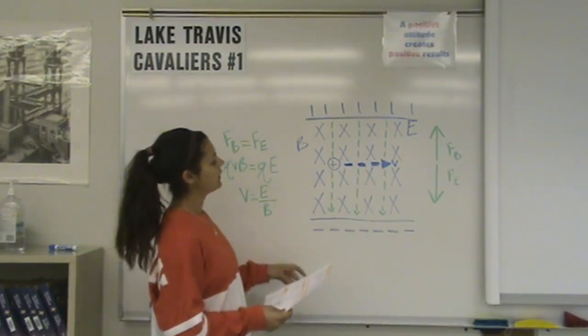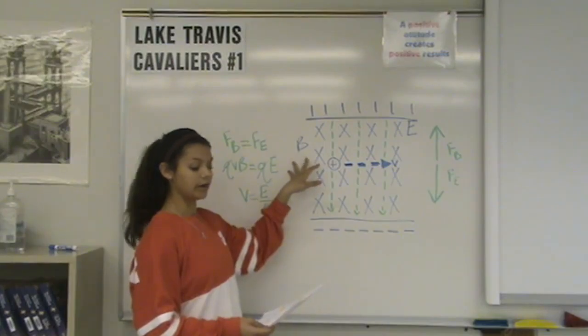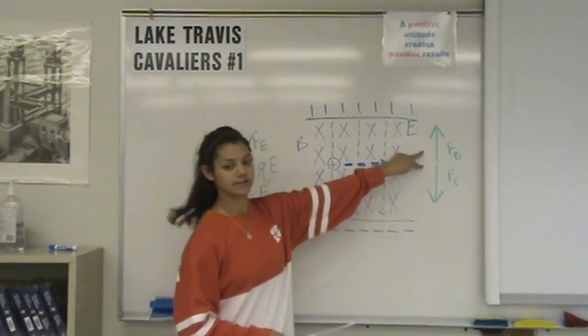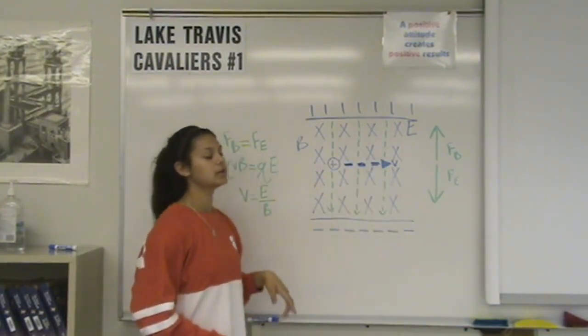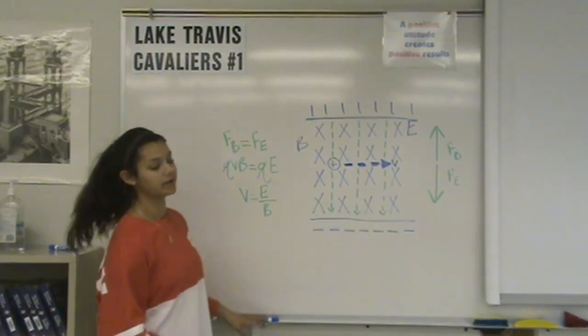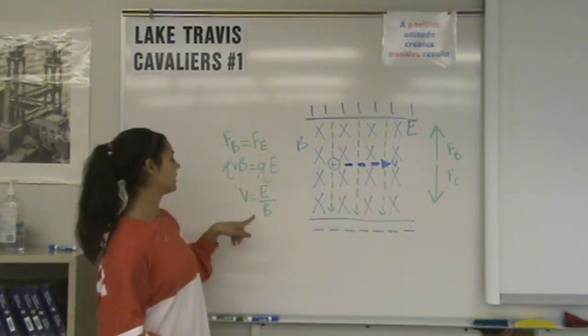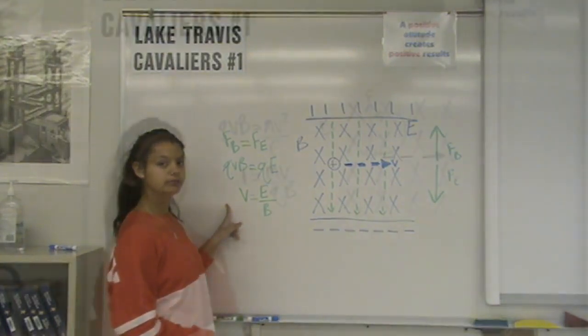If an electric field and magnetic field are 90 degrees from each other, the magnetic force and the electric force cancel out, allowing a particle with the right velocity to pass right through. Since the electric force and magnetic force are equal, you can set the equations equal to each other to find the equation v equals E over B to find the velocity of the particle.